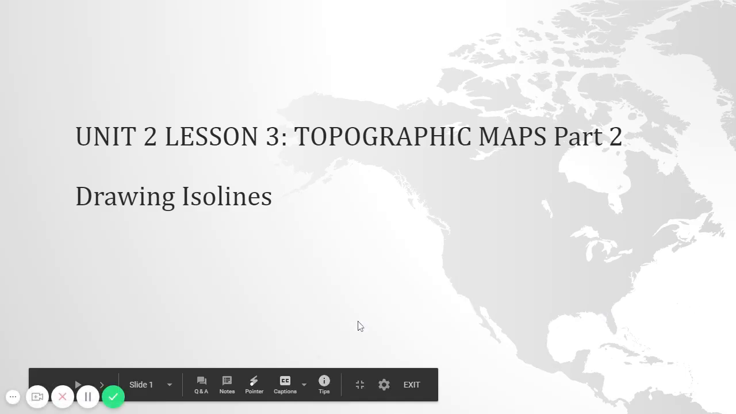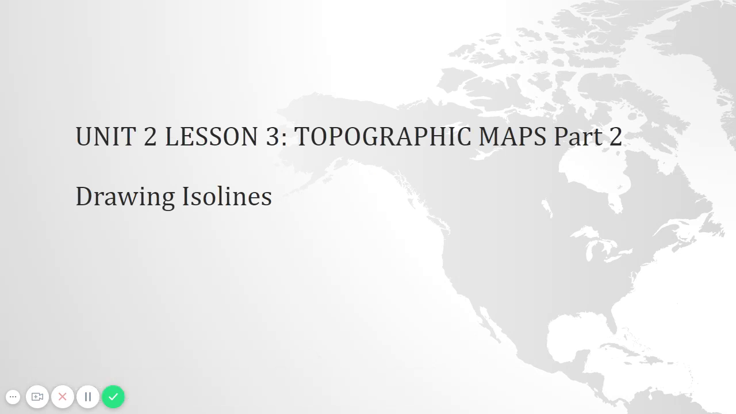Okay, so now we have been talking about topographic maps. We are going to move on and talk about how to draw those lines in. So we looked at what topographic maps were, we talked about what they show us, and now we're going to talk about how they're drawn a little bit.